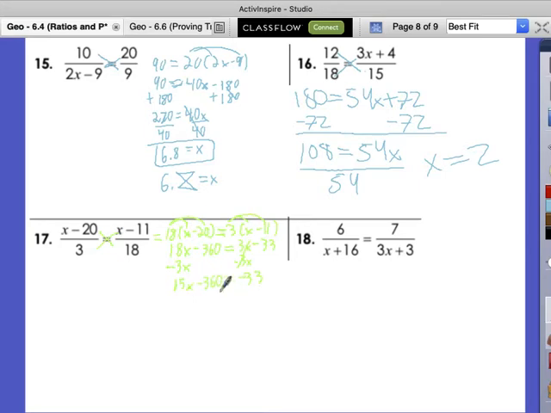So we move this 360 away from that by adding to both sides, because negative 360 plus 360 is 0. So now we have 15x is equal to, well, different signs, so we subtract and keep the sign of the bigger number. 360 is bigger, so we're going to keep it positive. And 360 minus 33 is in fact 327. Okay? So now we're at the point where we divide both sides by 15.